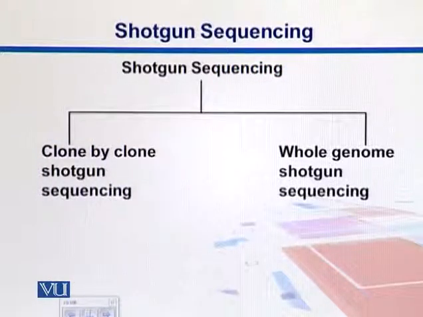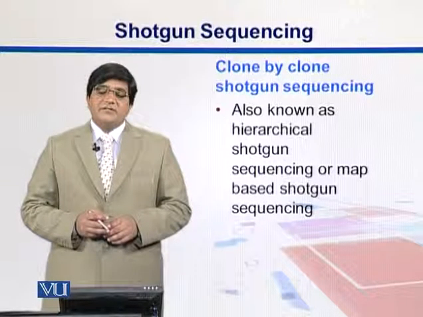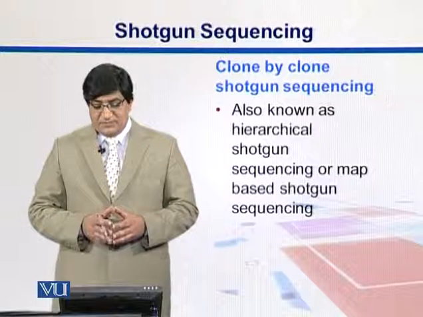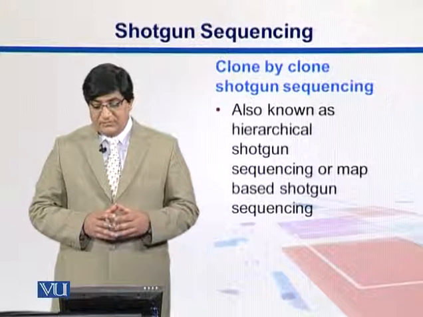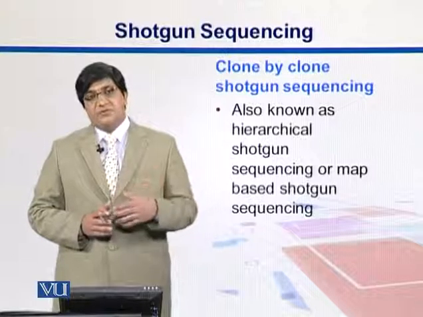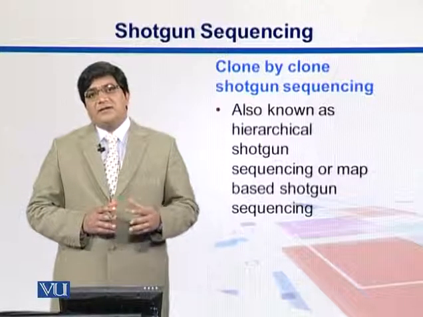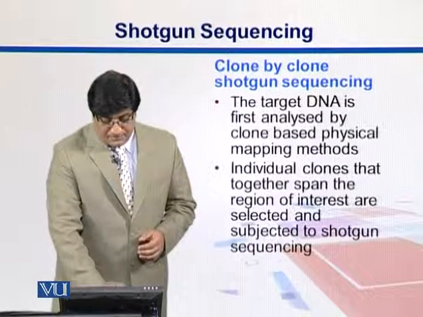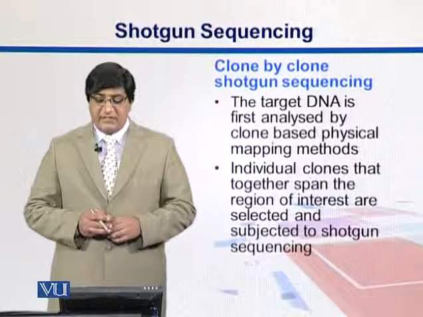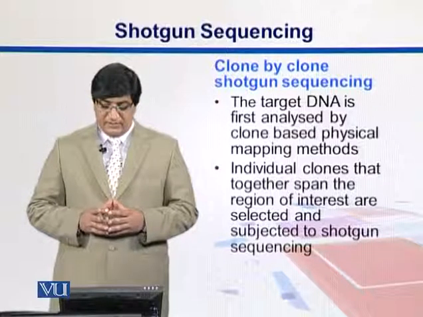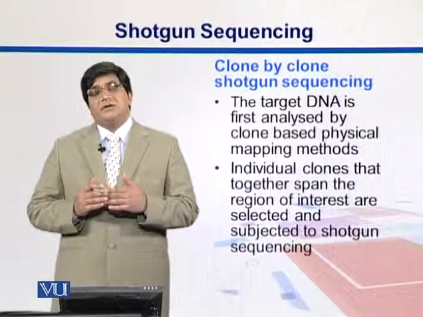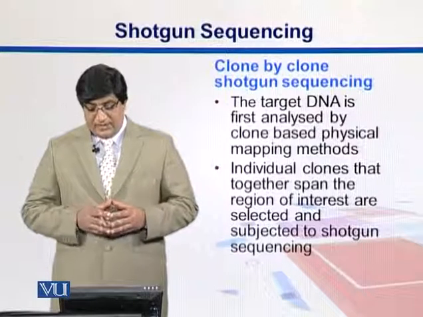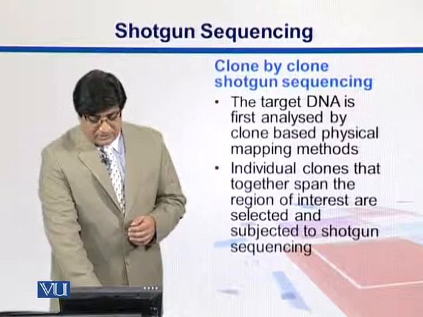Here is a general view. Shotgun sequencing is divided into two types: one is clone by clone shotgun sequencing, and the other is whole genome shotgun sequencing. In clone by clone, which is also known as hierarchical shotgun sequencing, we use some specific mapping techniques also. The target DNA is first analyzed by clone-based physical maps, and then the clones which overlap with one another are selected and subjected to shotgun sequencing.